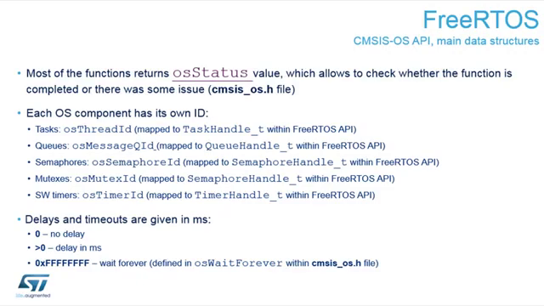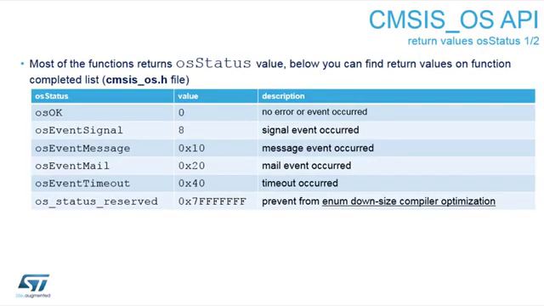However, there exists a special value called OS wait forever, defined as -1 in 32 bits, and it defines infinite time. So if you don't want to define a timeout, but you still need to wait for something forever, this is the right macro or value to put into a function, and the task will get blocked without the timing mechanism. Now let's look at the OS status values.